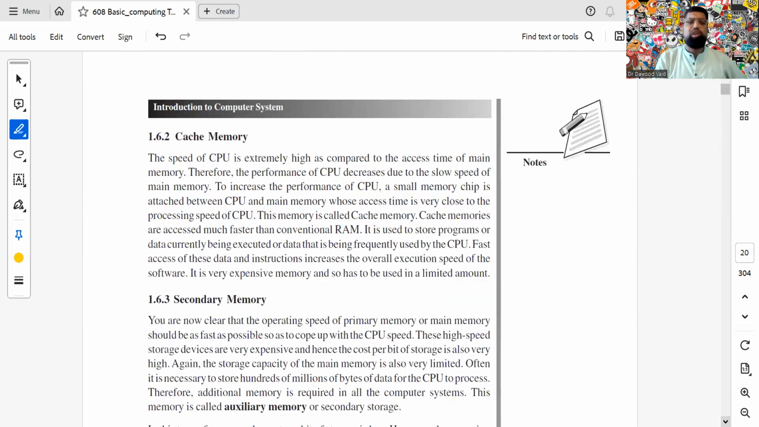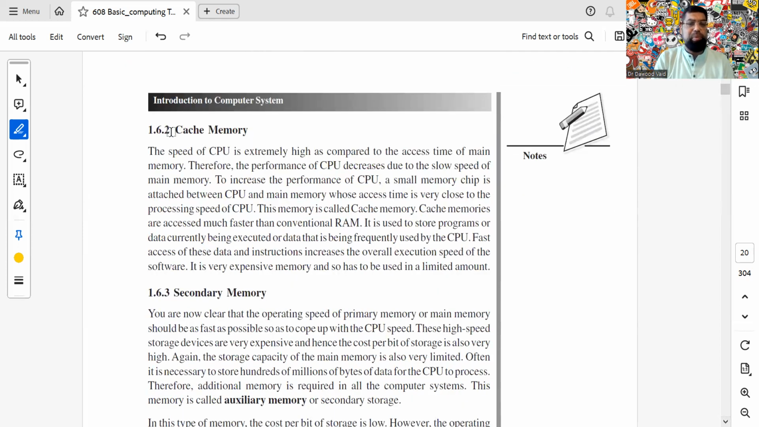A very interesting part of the CPU is the cache memory. What is the cache memory? The CPU's speed is slow compared to the main memory, so to increase the performance of the CPU, it's more like a steroid. It's a protein intake for the computer. A small memory chip is attached between the CPU and the main memory. That is helpful in increasing the speed of the CPU. That is called cache memory.